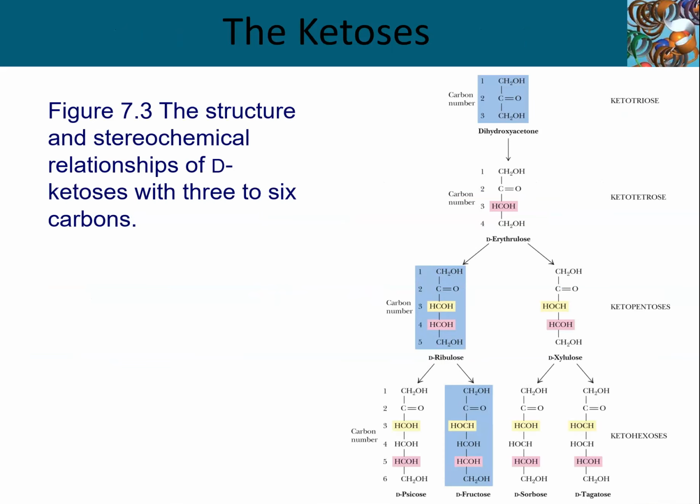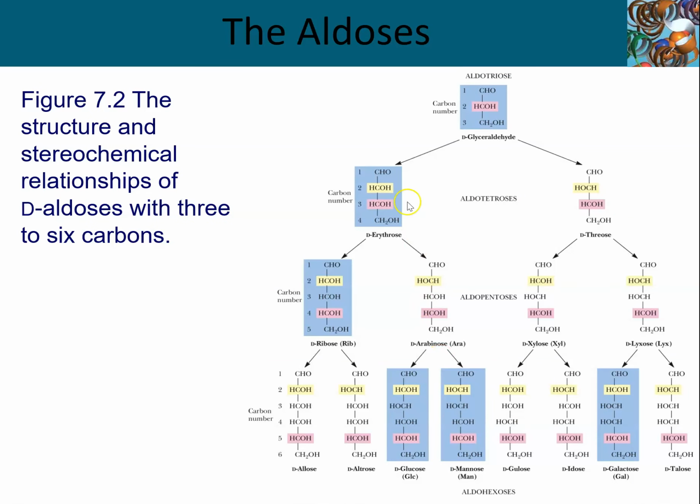So let me hop back here. Erythrulose and threose will be diastereomers because every carbon, which is chiral, is the same except for the second carbon in the chain here and here on the yellow positions.